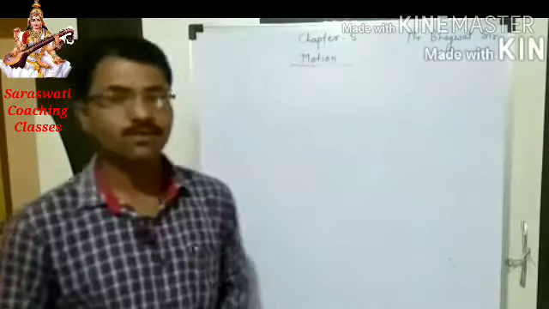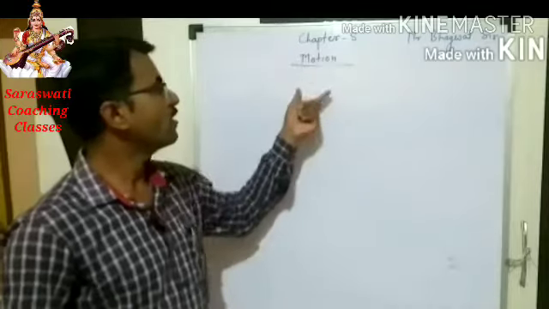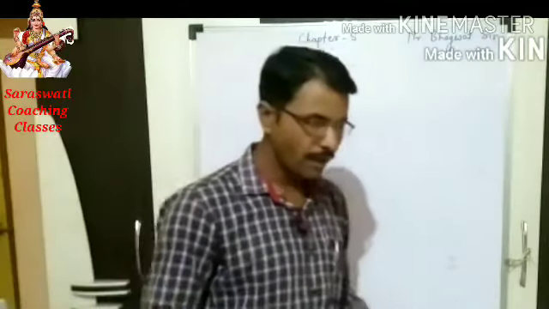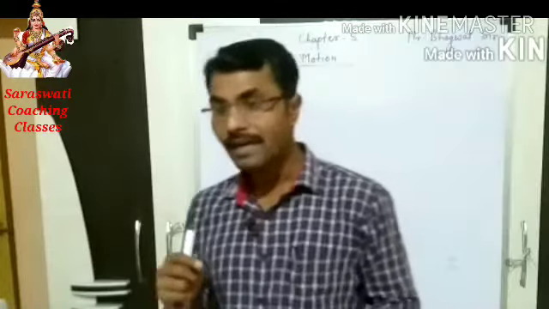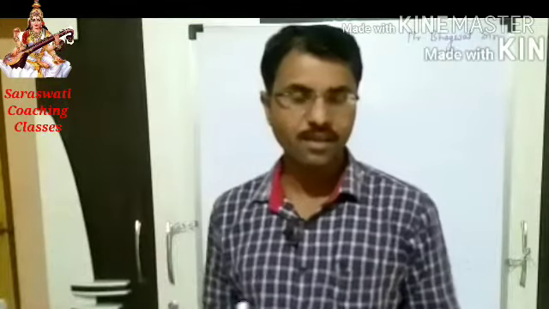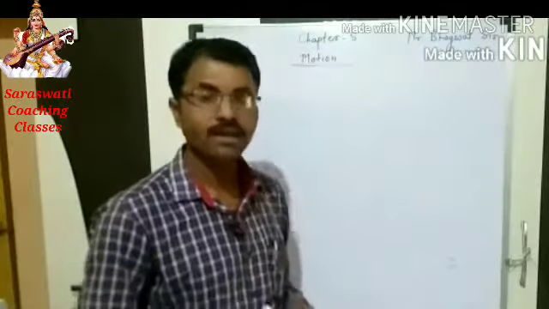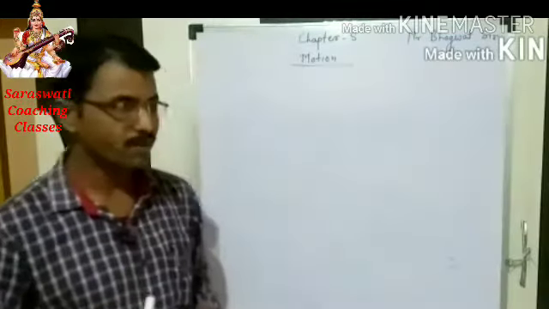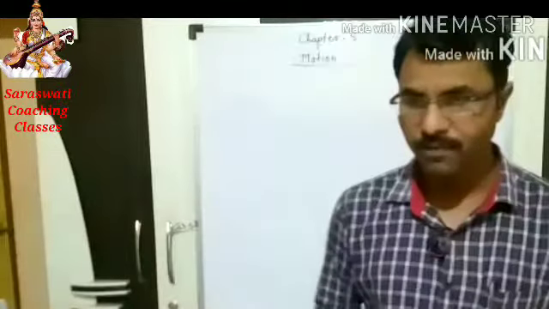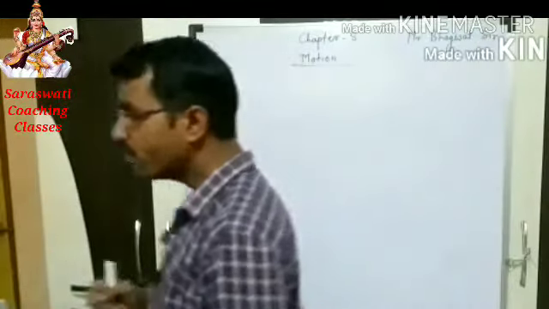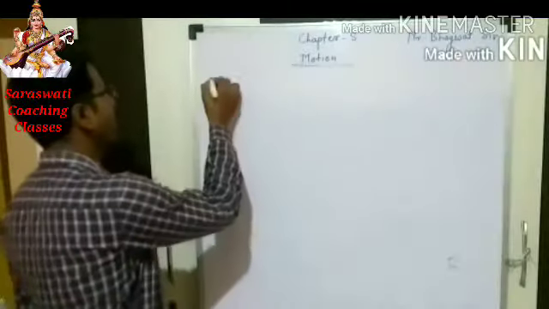In last lecture we have started the chapter number 8, motion. In last lecture we have studied the difference between displacement and distance. Also we have studied the average speed of an object, uniform motion, and non-uniform motion. Now today we are going to study the velocity of an object.